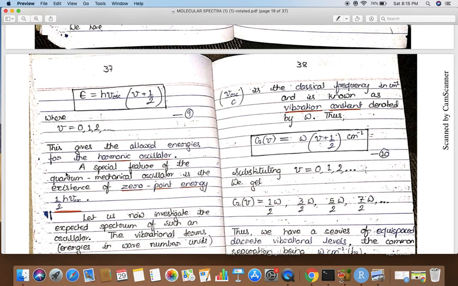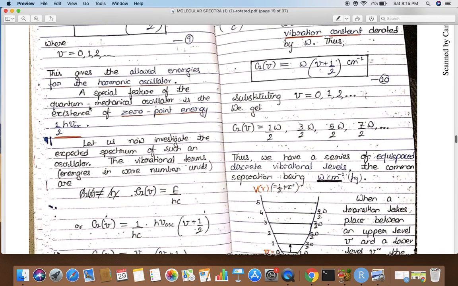A special feature of the quantum mechanical oscillator is the existence of the zero point energy, because if I put the value of nu as 0, this energy is not 0. That is the zero point energy. Now let's investigate the expected spectrum of such an oscillator, the vibrational term, that is energies in wave number. If I have to calculate the energy in wave number, simply I have to divide with the help of hc. So now I am representing this wave number, G of nu, is equal to E upon hc.